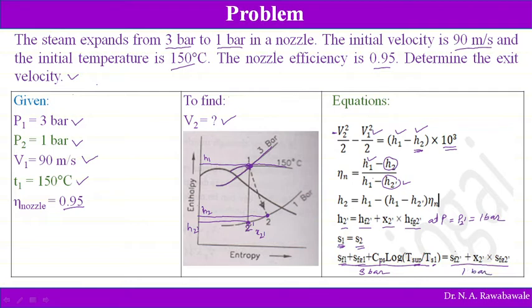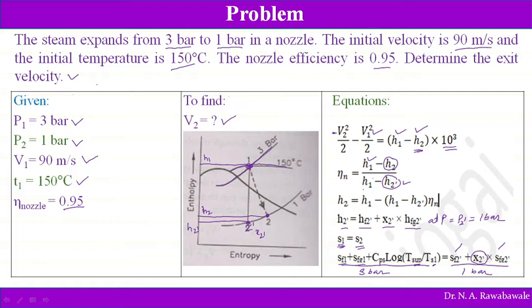For the right hand side, the pressure P is equal to 1 bar. At a pressure of 1 bar, SF2 and SFG2 can be obtained and X2 dash can be calculated. After getting X2 dash, we can find out H2 dash. After getting H2 dash, we can substitute it here. H1 we can already get, and then H2 we can get. Once we get H2, we can substitute this value of H2 in this equation, and from there we can find out V2.